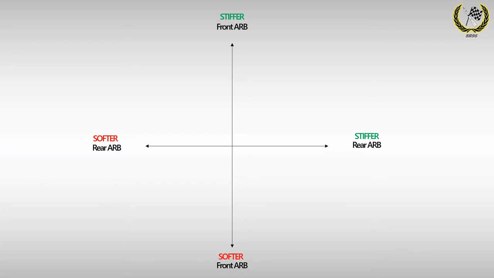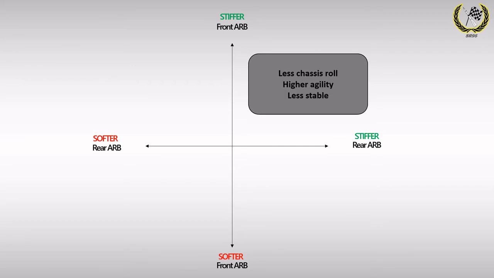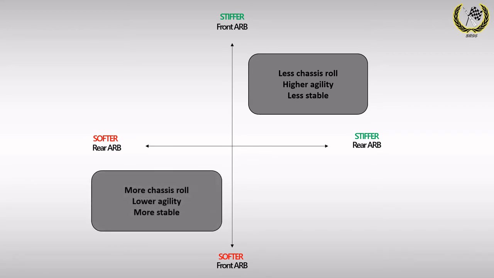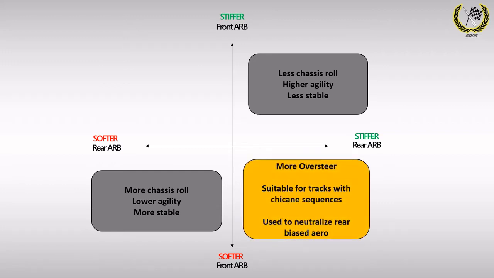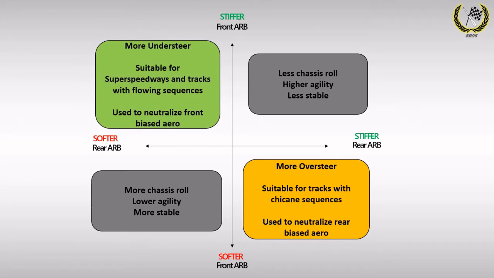So when we look at this performance distribution, you can see that a stiffer front and rear setup tends to result in a highly responsive car at the cost of vehicle stability. Softer setups tend to be more driver friendly but may not be suitable for tracks with multiple chains of corners. If you use a stiffer rear anti-roll bar, you get an oversteering car, which works well for very technical tracks like Monaco. A stiffer front ARB gives you more understeer and works better to neutralize oversteering aerodynamic setups. It is also suitable for super speedways and tracks with long gradual corners.